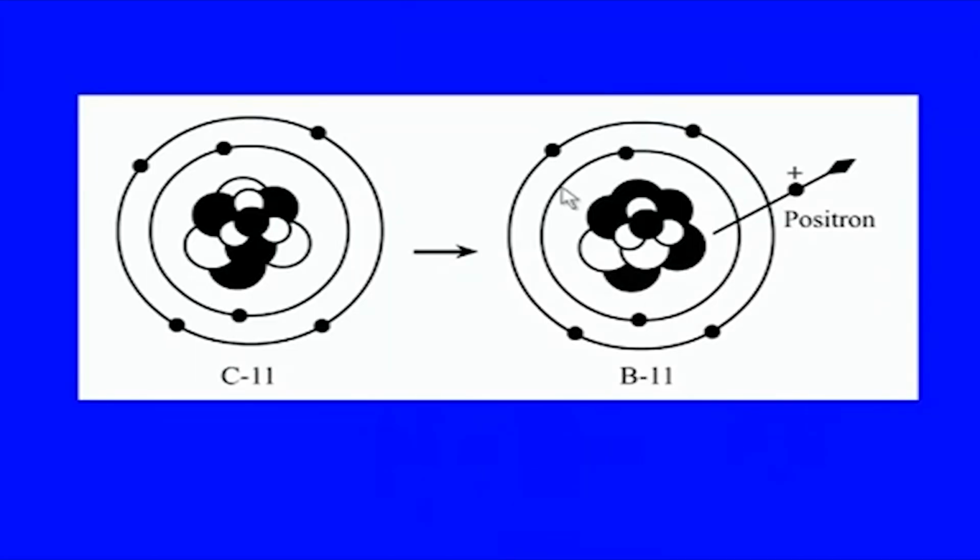If you see the figure which shows positron emission, there are a number of protons and neutrons, and the number of protons decreases here, and there is an emission of a positron or positively charged particle. So, C11 is converted to B11 here, that is carbon 11 to boron 11.